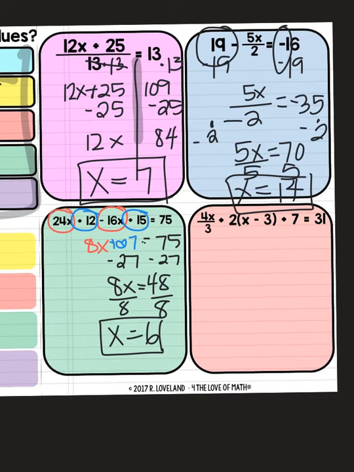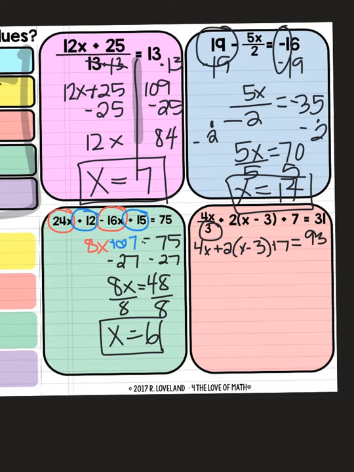Last one. This is a doozy. I have 4x divided by 3 plus 2 times x minus 3 plus 7. So there's 2 x's in here, but I can't combine them yet. I've got to get rid of this 3 here. Because it says divided by 3, I'm going to multiply the whole other side by 3. So we end up with 4x plus 2 times x minus 3 plus 7 equals, and 31 times 3 is 93.